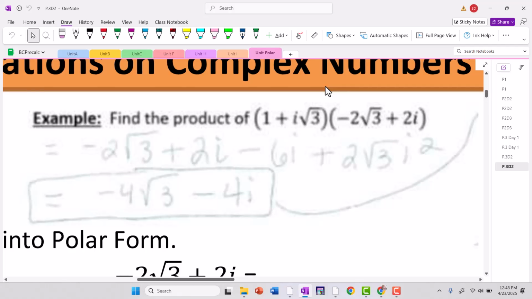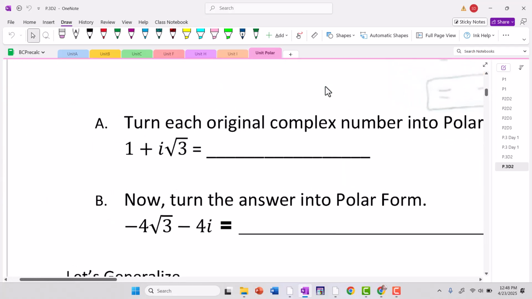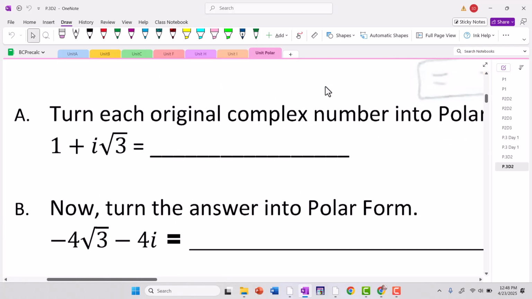Did you have something like this on the quizzes where you had to distribute, and then what's i squared equal to? -1, and then you had to simplify. I'm not saying what I'm going to show you next is necessarily easier. I think it is. It's a little less work, and it does have applications that are a lot nicer. So just keep in mind that that's the answer, and then let's go ahead and convert, like we have in the past, into polar.